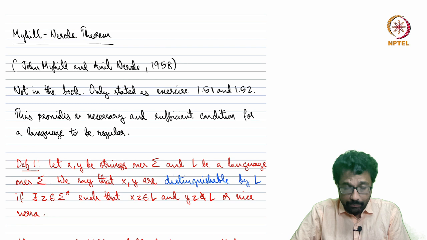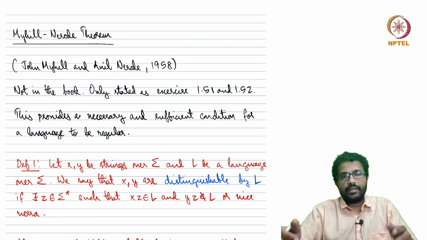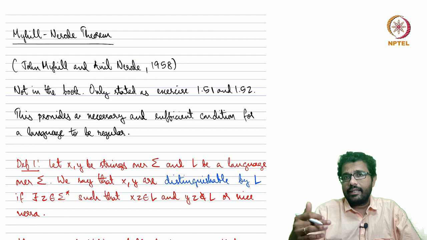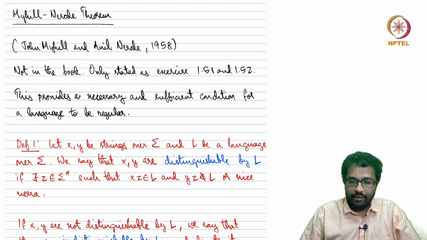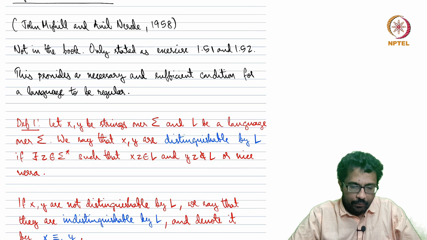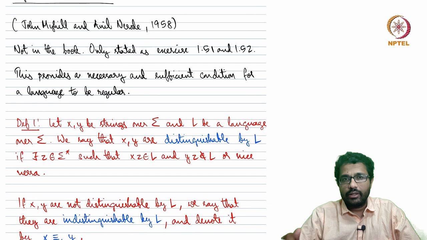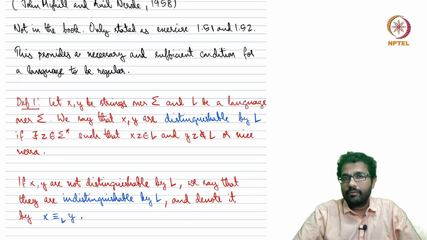One point is that this is not explained in the Sipser book. It is listed as two exercises, 1.51 and 1.52. However, we will go through it in detail, and we'll also give all the proofs that are necessary. Okay. So the Myhill-Nerode theorem is a necessary and sufficient condition for languages to be regular. Before we get to stating the theorem itself, we need to set up some definitions, right?